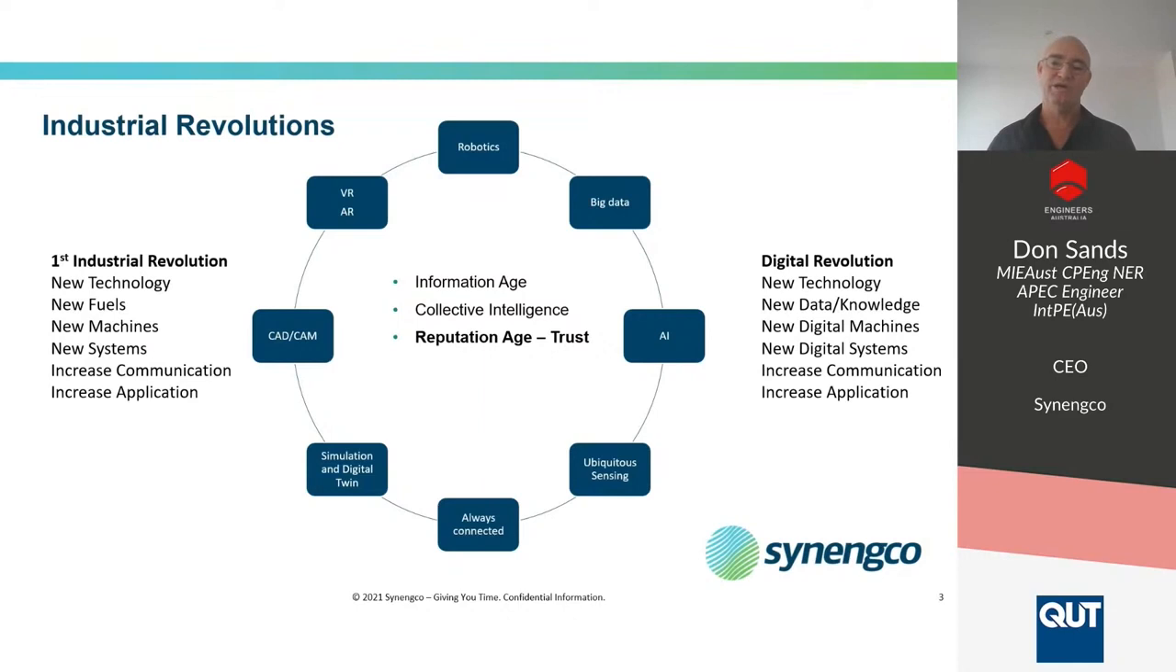When we're talking about where we are in this digital revolution, we've pretty much gone through the information age, the collective intelligence, and now we're in that reputation age, where it's all about trust. Can I trust my digital systems? Can I trust my AI? Can I trust how someone has actually gone about building my systems?